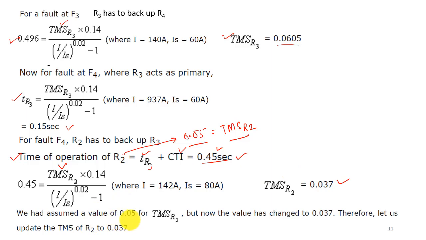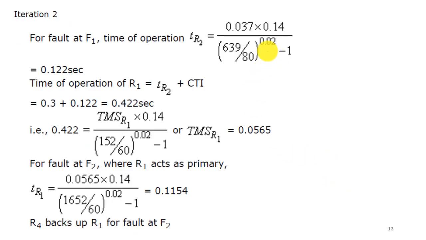We had assumed the value of 0.05 for TMS of R2, but now the value has changed to this. Therefore, let us update TMS of R2 to this. So now we'll update the TMS of R2 as 0.037 and we'll go for the next iteration. So with the value of 0.037, we'll go for the next iteration. In a similar way, we'll calculate all the values again.